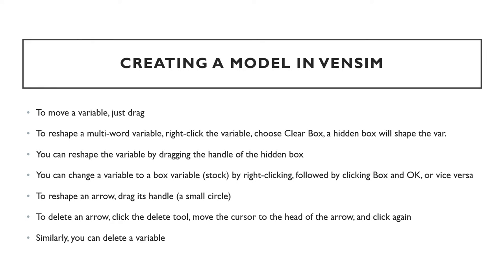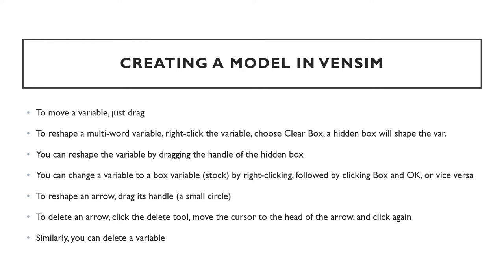To move a variable, you can just drag it. To reshape a multi-word variable, right-click the variable, choose Clear Box. A hidden box will shape the variable. You can reshape the variable by dragging the handle of the hidden box. You can also change a variable to a box variable, that's a stock, by right-clicking it, followed by clicking Box and OK, or vice versa.